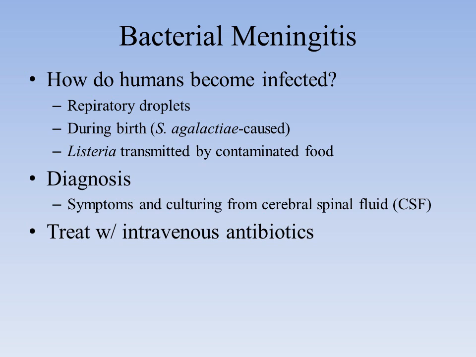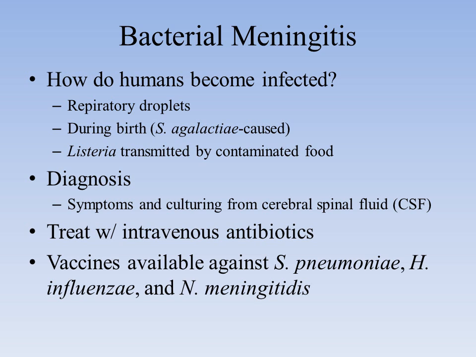Once they've done that, if they do diagnose you as having meningitis, they'll treat with IV antibiotics. There are vaccines available, so you very well may have gotten one before you came to college. There are vaccines available against Streptococcus pneumoniae, H. influenzae, and the Neisseria meningitidis version. So these are the three that, if you do get bacterial meningitis that you don't get from contaminated food, and you're not an infant, likely you're going to be infected with one of these three.